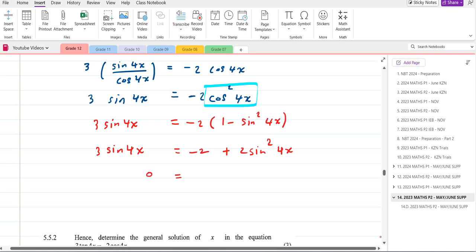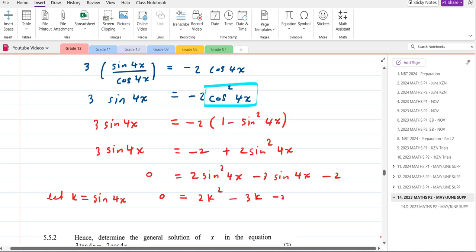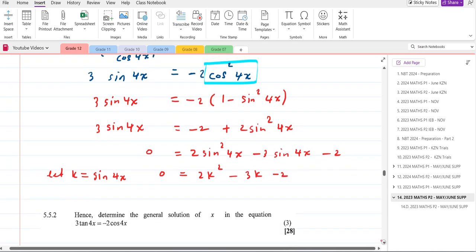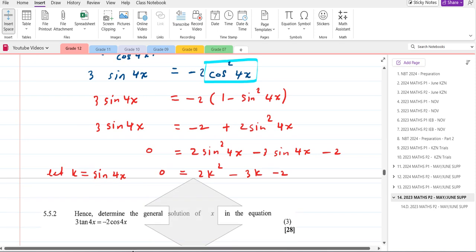Alright, now I'm going to bring this onto the other side and write it in standard form. So I've got 2 sine squared 4x minus 3 sine 4x minus 2. Right, so let k be equal to sine 4x. So this is 2k squared minus 3k minus 2. I have a quadratic to solve. Alright, now continue solving here.